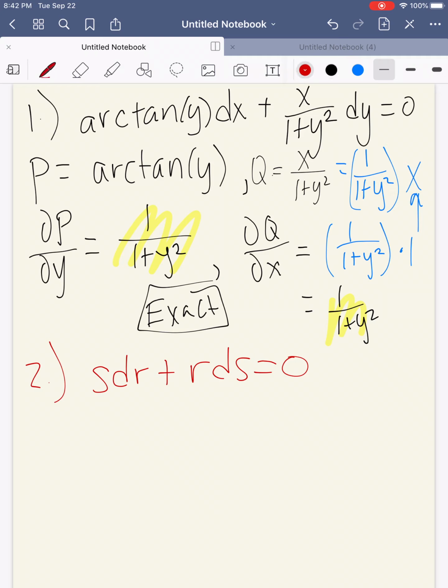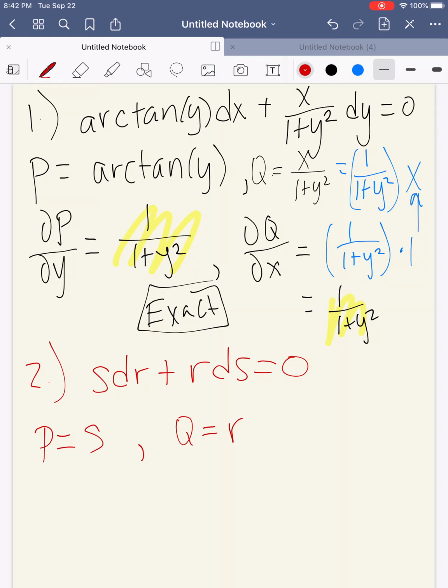Looking at the second equation here, we don't necessarily have our normal y's and x's. Here we have our s's and r's. So the order that this is written in, I'm going to treat anything that is attached to dr as P. So in this case, P is going to just be s, and then that means Q is just r.